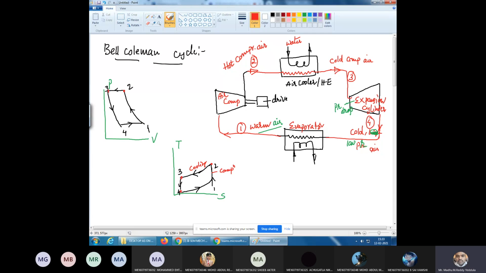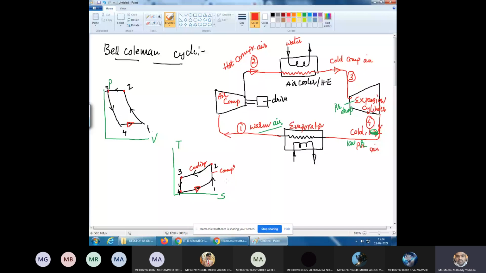Entropy is constant. Due to expansion, its temperature drops from state 3 to state 4, and its pressure also decreases. Then from 4 to 1, by maintaining constant pressure, we are adding heat. If you add heat, the volume will increase. Therefore, volume increases from 4 to 1, and by adding heat, entropy also increases.